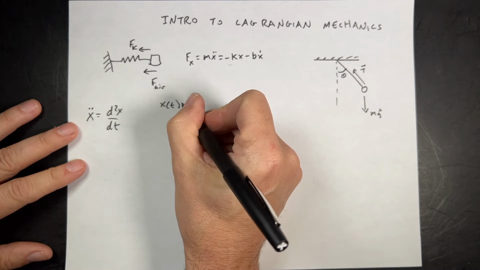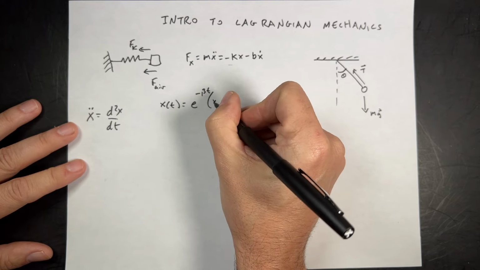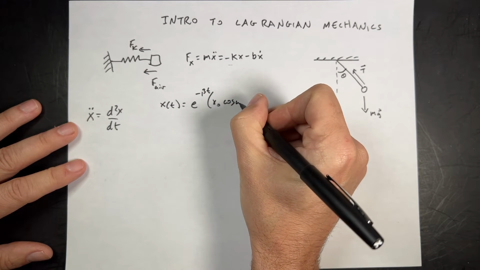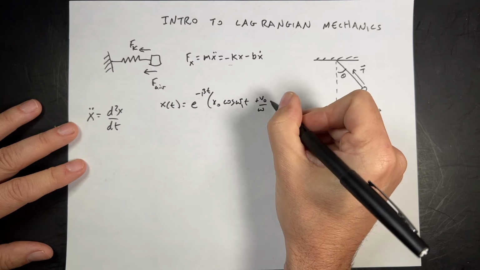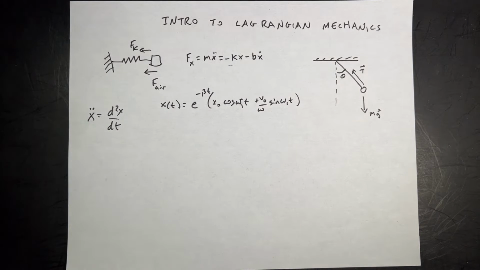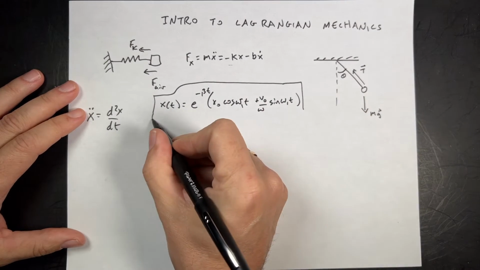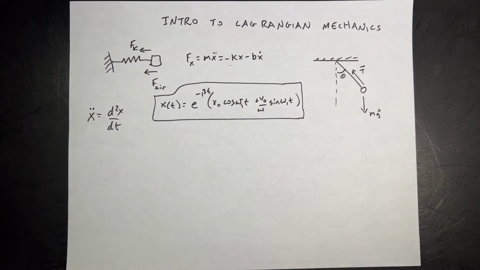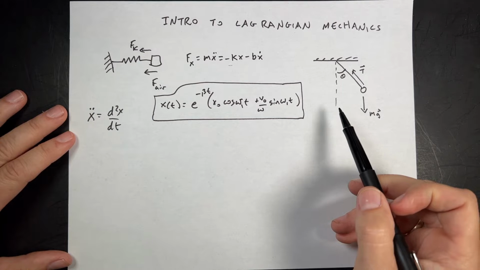x as a function of time is going to be e to the negative beta t, times x0 cosine omega 1 t plus v0 over omega sine omega 1 t. So omega 1, omega, and beta are all just constants relating to the system. But the point is, I did it, right? You can use Newton's second law to solve this problem, even in a complicated situation like that.